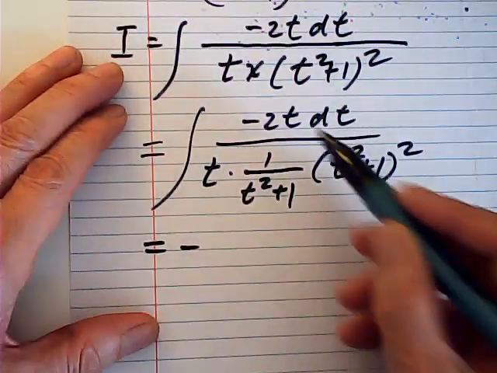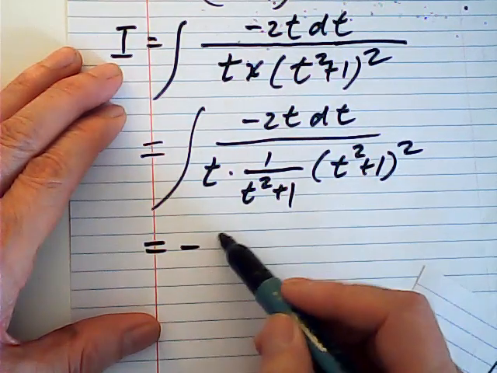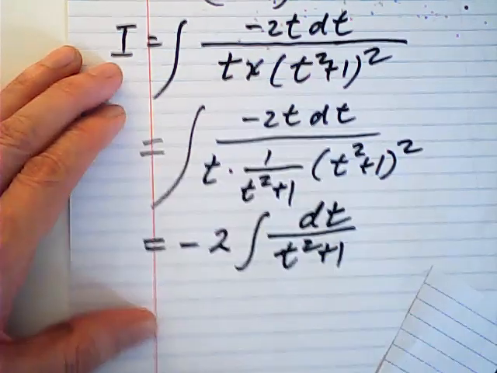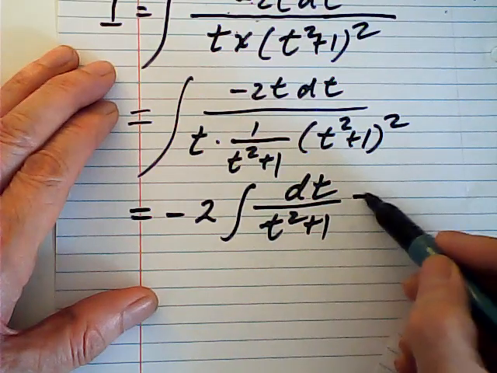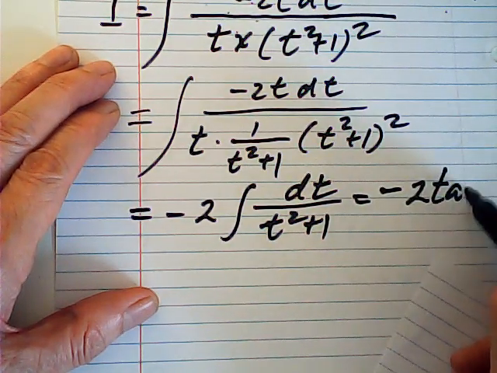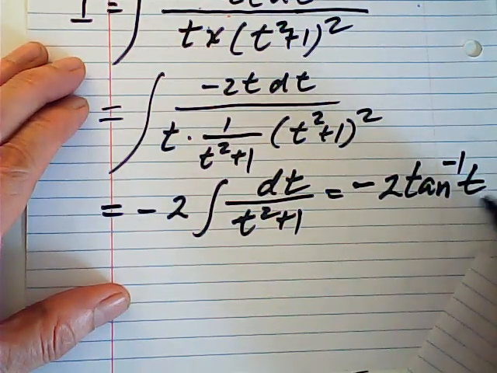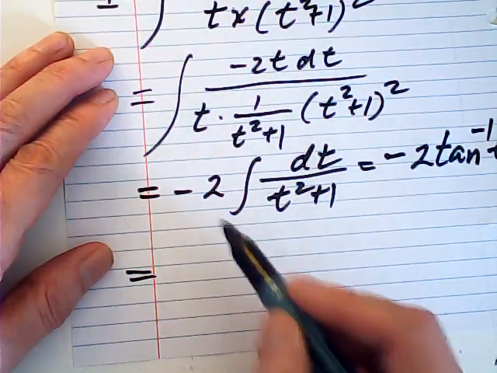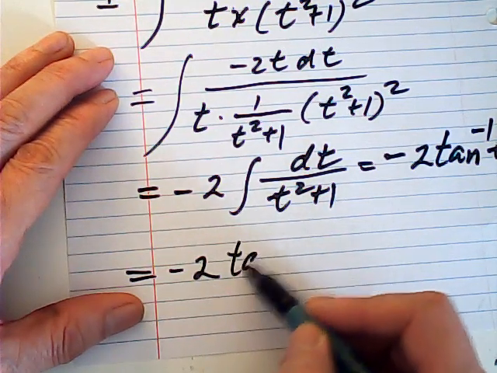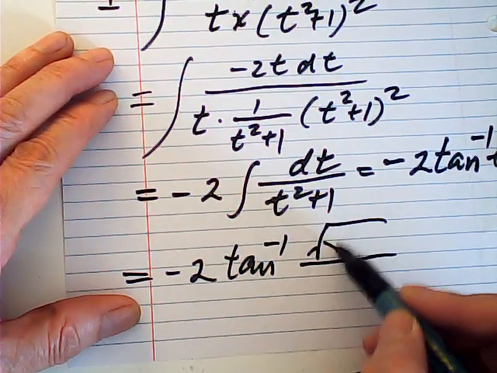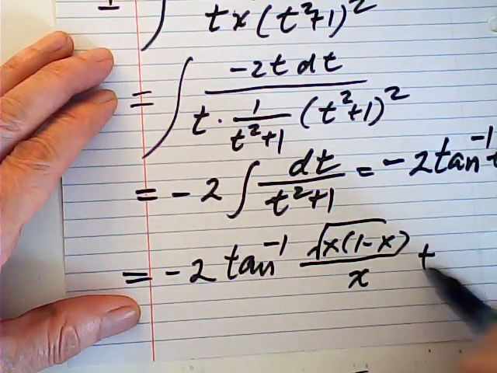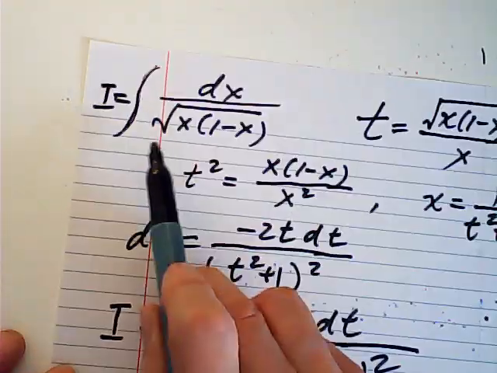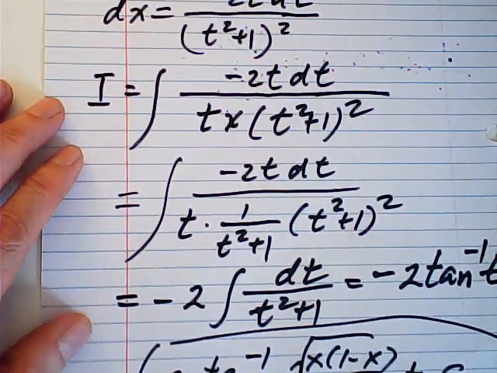So this one is equal to negative, t cancels out. This one cancels out, and it is equal to negative 2 dt over t squared plus 1. So this one is arctangent t plus c. Okay, that's good. So I put my t back. This is negative 2 arctangent of square root of (1 minus x) over x, plus c. That is my result for this integral by method 3.